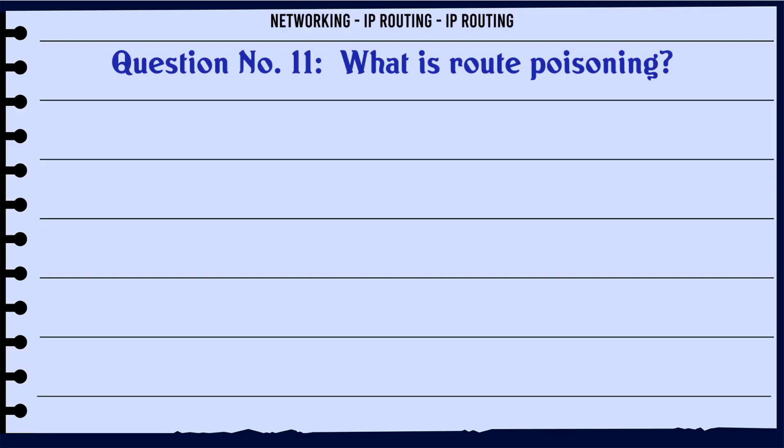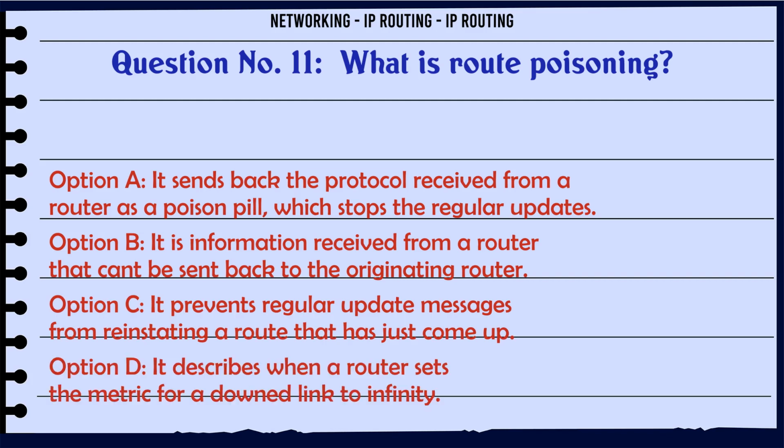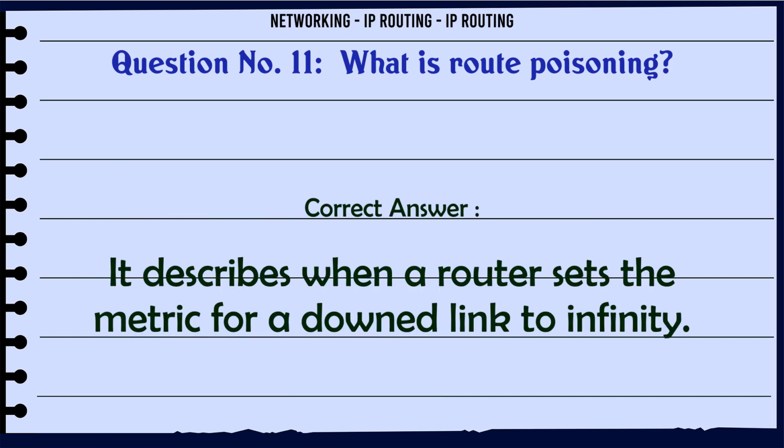What is route poisoning? A. It sends back the protocol received from a router as a poison pill which stops the regular updates. B. It is information received from a router that can't be sent back to the originating router. C. It prevents regular update messages from reinstating a route that has just come up. D. It describes when a router sets the metric for a downed link to infinity. The correct answer is it describes when a router sets the metric for a downed link to infinity.